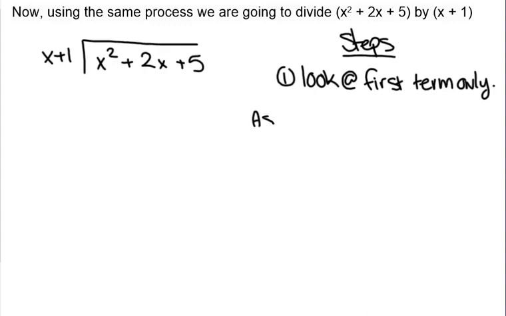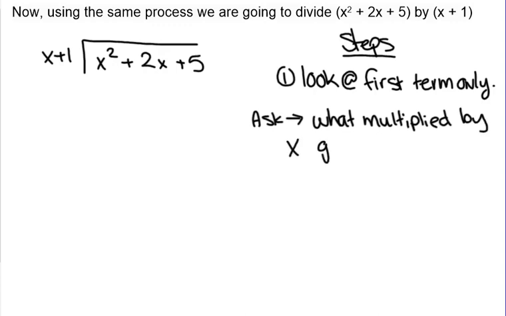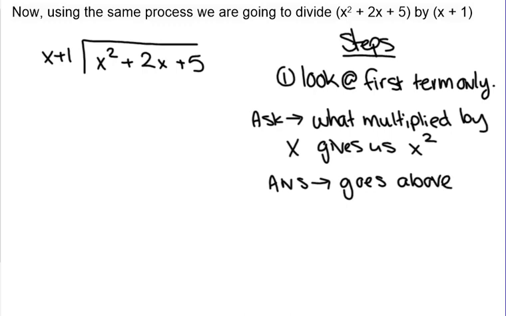Okay, so then we're going to ask ourselves, what multiplied by x gives us x squared? Your answer goes above. So if we're only looking at the first term, x times what gives us x squared? Well, that is x.